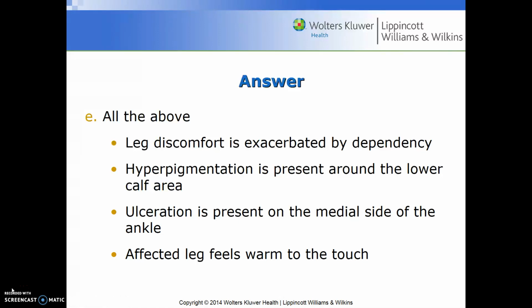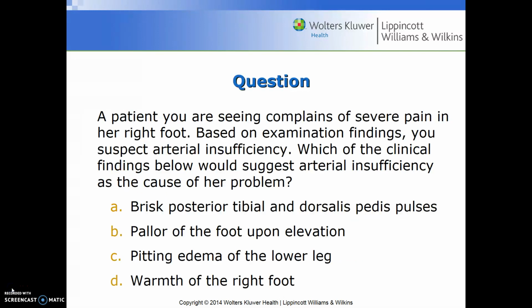Leg discomfort is usually exacerbated by dependency. Hyperpigmentation is present around the lower calf area. Ulceration is present on the medial side of the ankle, and the affected leg feels warm to touch. The final question really wants you to focus between arterial insufficiency and venous insufficiency. So we just reviewed the signs and exam findings of venous.